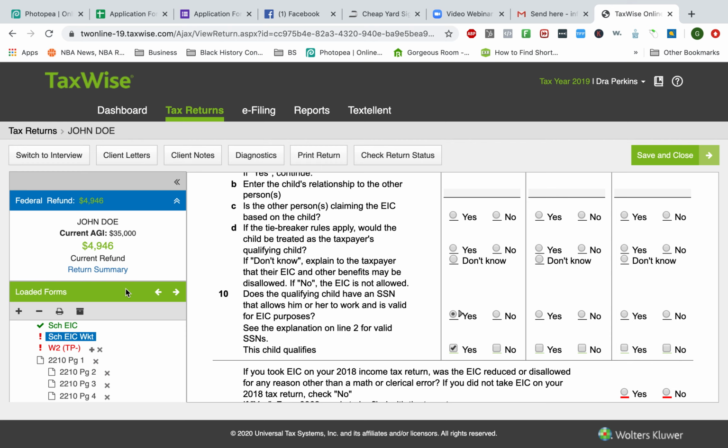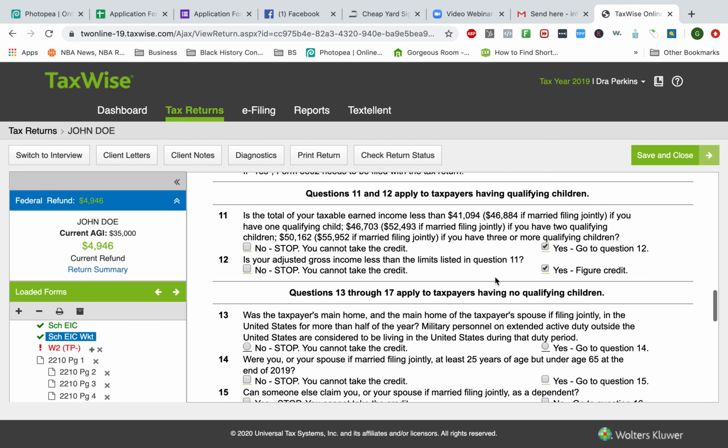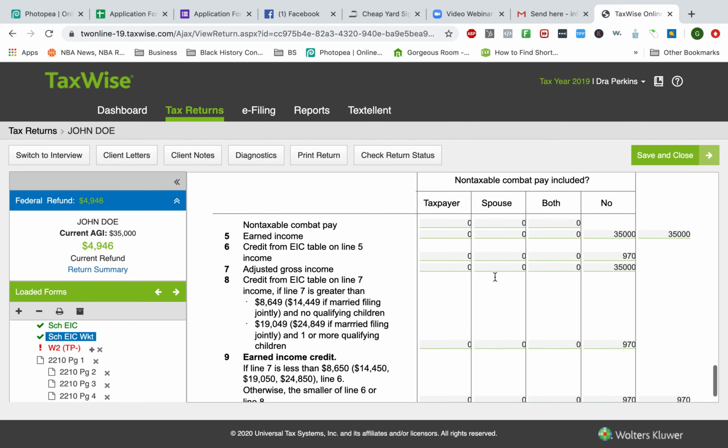So hit yes, and then go back to where it was, and make sure that this is a no, because if they're disallowed for any reason, the IRS is going to try to hold this earned income credit if you put yes. So put no, boom, and that's if it applies to that client.